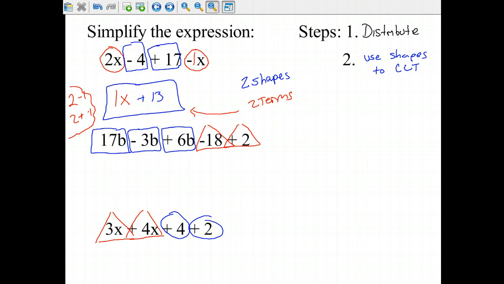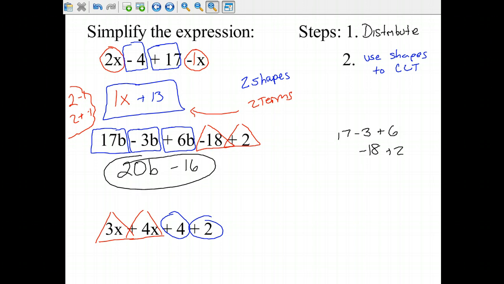Okay, off to the side, what we were doing is adding the blue terms together, the 17, negative 3, and positive 6. So we're really just doing 17 minus 3 plus 6. When you do all that on your calculator or in your head, you get 20b. When you do negative 18 plus 2, remember integer rules, we actually get negative 16. So there's your final answer, 20b minus 16. And last one, 3x and 4x is 7x, 4 and 2 is 6. Final answer there.